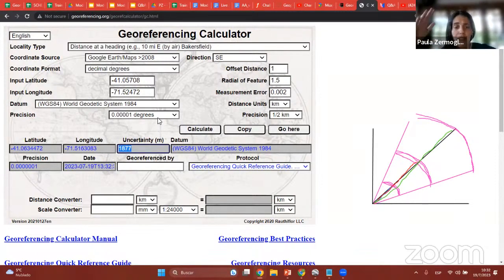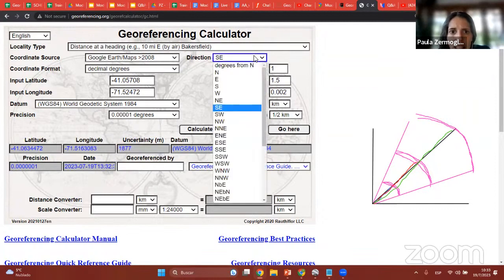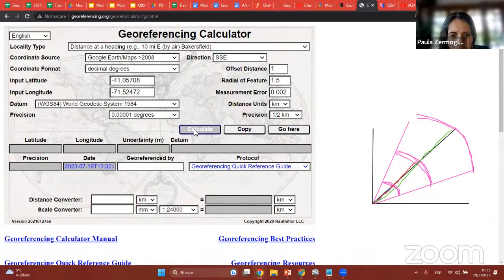We're being more specific, so instead of having a whole fan that includes halfway to one direction and halfway to the other direction, we're being more specific. We have southeast, and so our fan of uncertainty, or our arc, is much smaller. If we are yet more specific and we say south southeast, we go here, south southeast, and calculate, we get a smaller uncertainty.